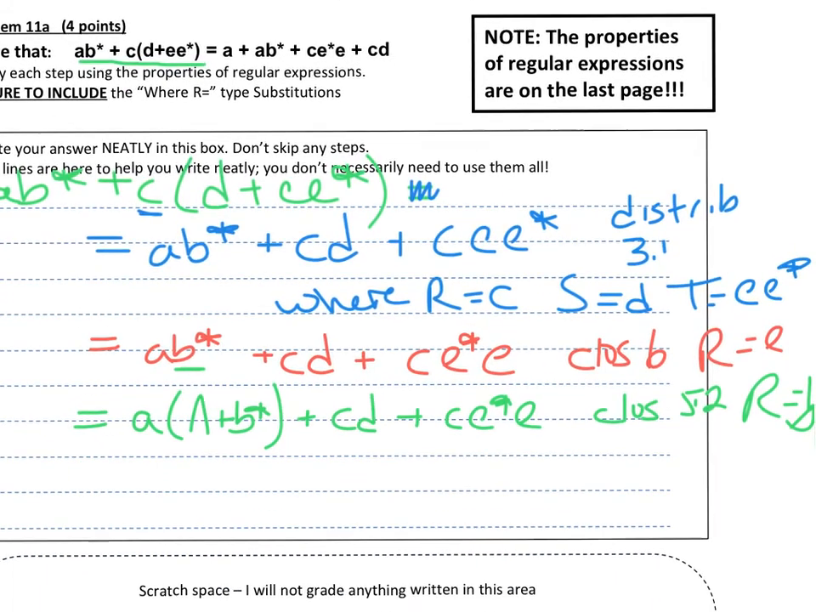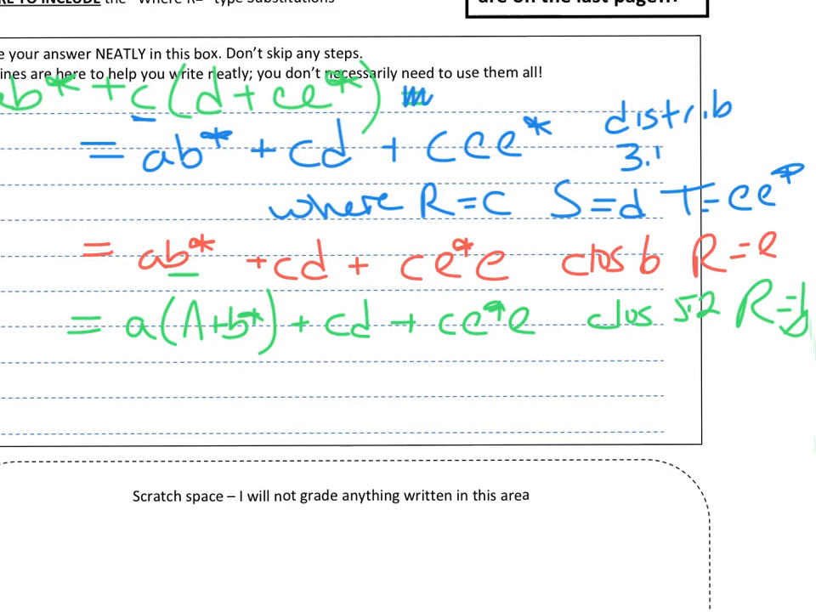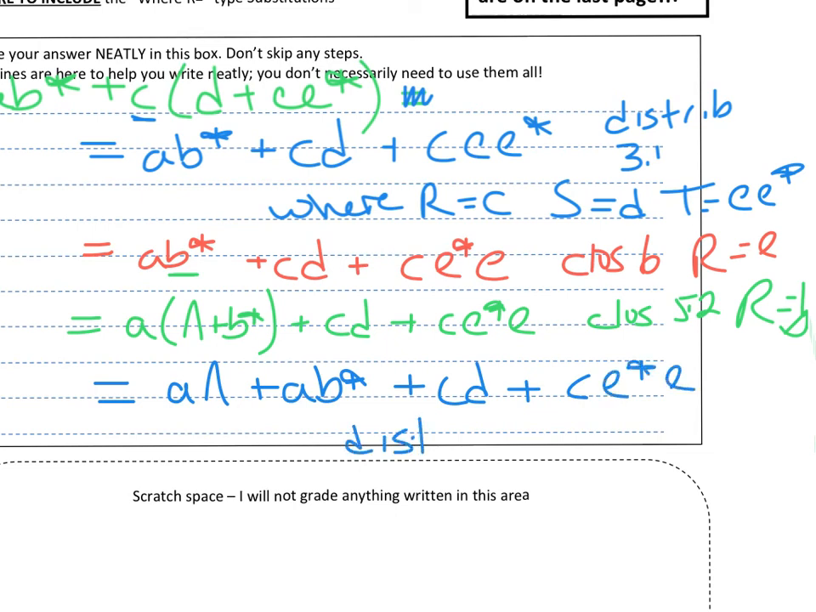And let's move up a little bit so we have a little more space. And get a blue pen. And now, of course, I'm going to use my distribute 3.1 again to multiply that out. So I get that equals A times lambda plus A times B star plus CD plus C E star E. And that's by distributed 3.1, where R equals A, S is lambda, and T is B star.